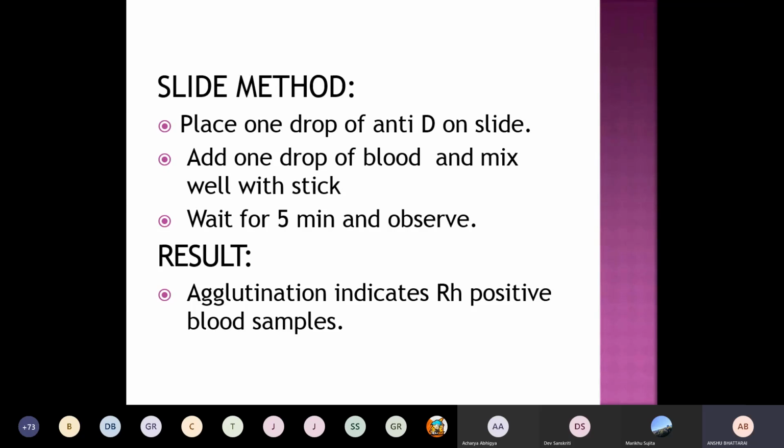So it's the same thing. You place 1 drop of anti-D on the slide and you add 1 drop of blood. You mix it well with a stick or stirrer. You wait for about 5 minutes and then you observe. If you can see agglutination, it indicates Rh positive blood sample.